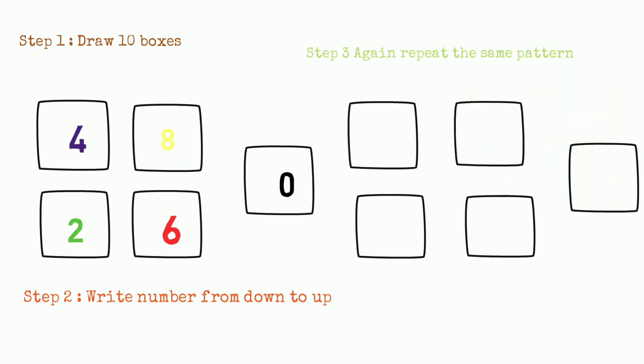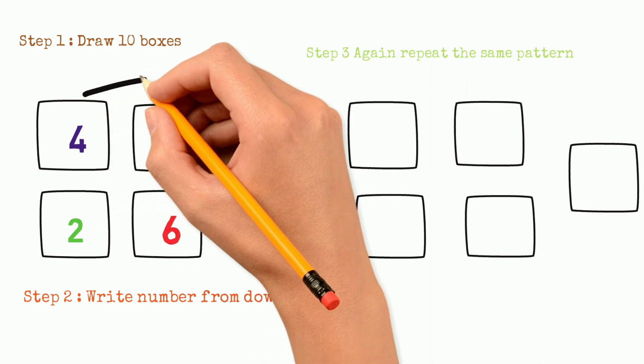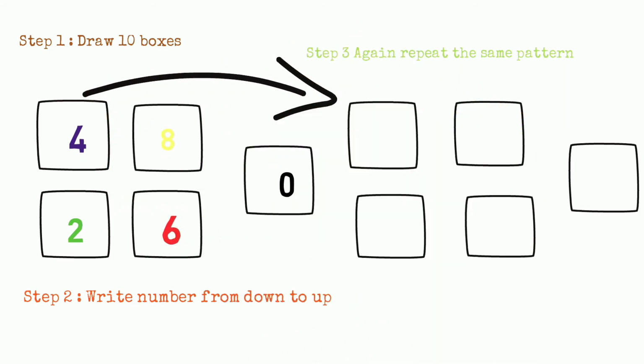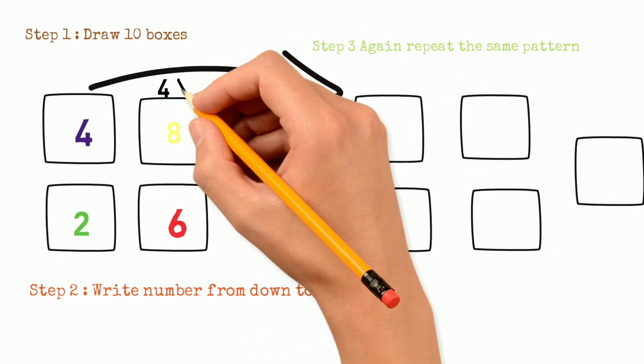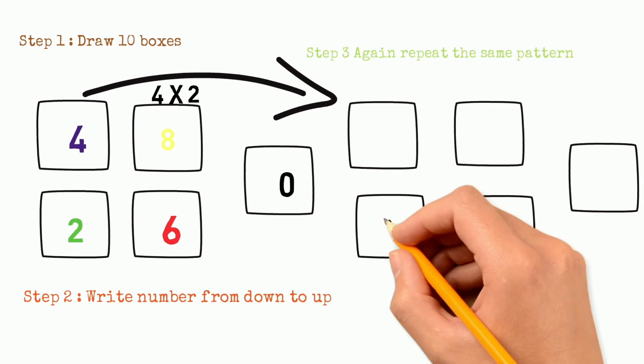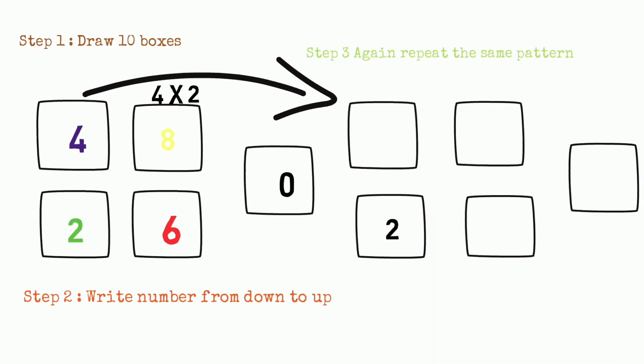Now step number 3. Again repeat the same pattern. So you need to copy the exact one for the next boxes. 2, 4, 6, 8, 0.